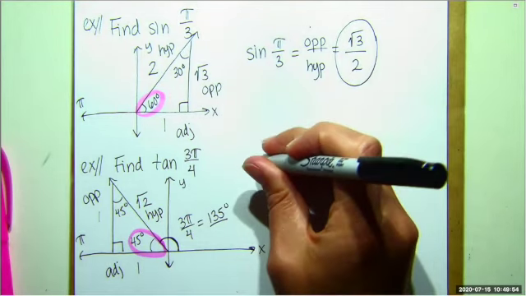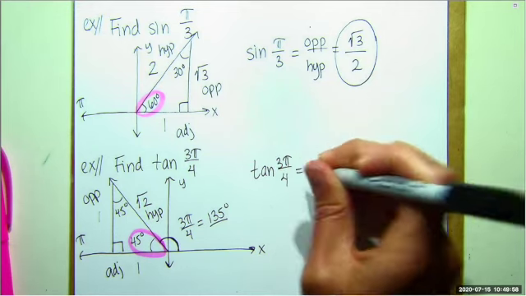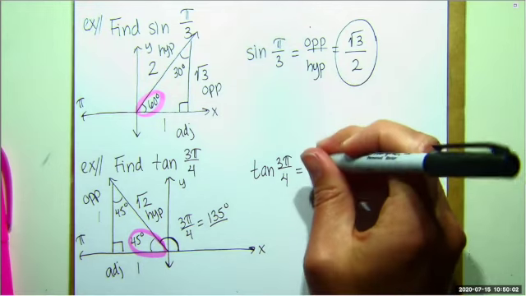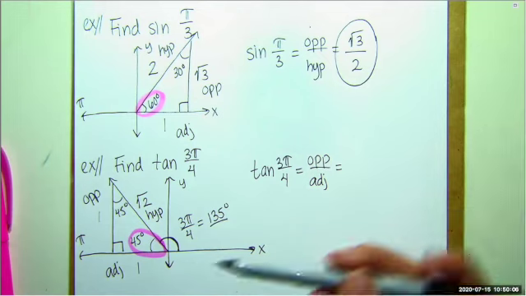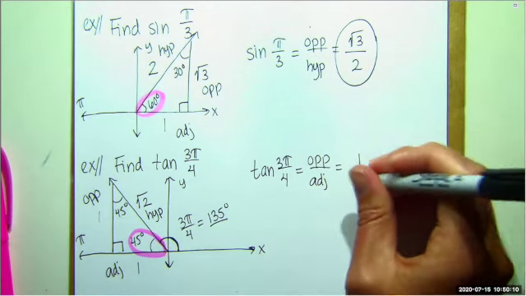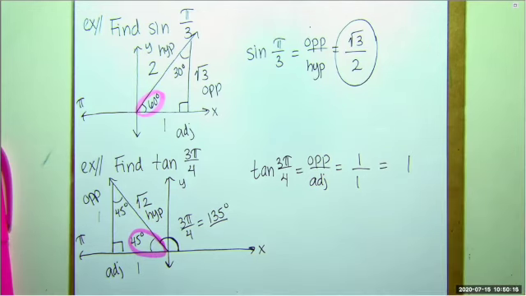Okay, next up, let's answer our question. So we were asked to find tangent of 3 pi over 4. Okay, so now we think SOHCAHTOA. Tangent is opposite over adjacent. Okay, so our opposite is 1, adjacent is 1. 1 divided by 1 is 1. Now we're not entirely done yet, so I'll let you guys all get caught up, and then let's go through the 3 things we should check.